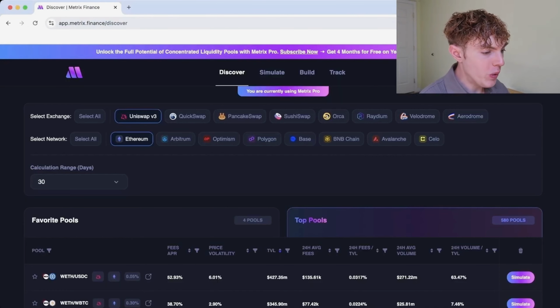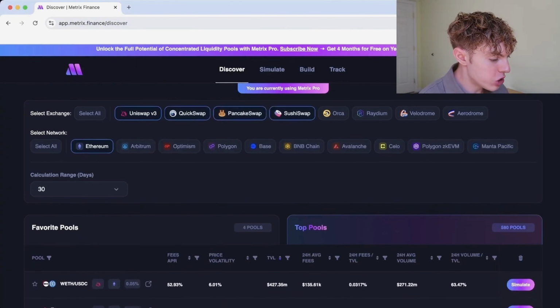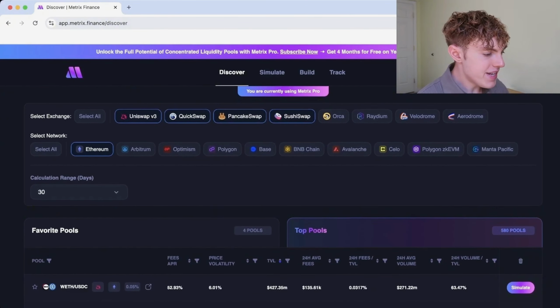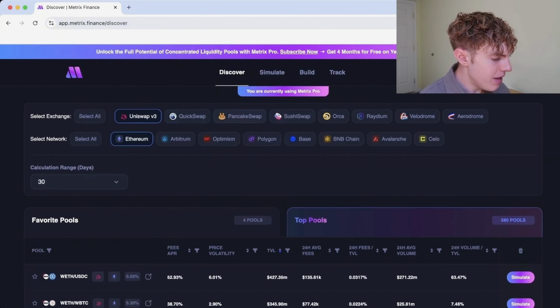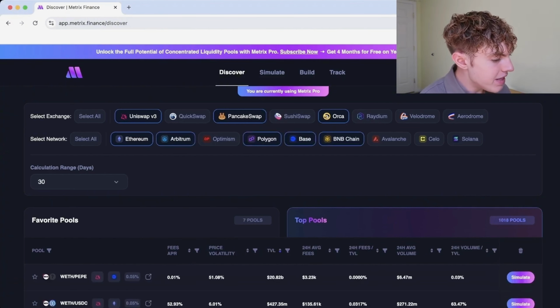But the first thing we're going to do as a liquidity provider is select our exchanges. So say we want to look at Uniswap, QuickSwap, PancakeSwap, and SushiSwap, you go ahead and select those. But for the sake of this video, I'm going to look at Uniswap, PancakeSwap, and Orca. Those are the three that I'm going to look at. And then as far as networks go, I'm going to do Ethereum, Arbitrum, Polygon, Base, BNB, then of course the Solana network.